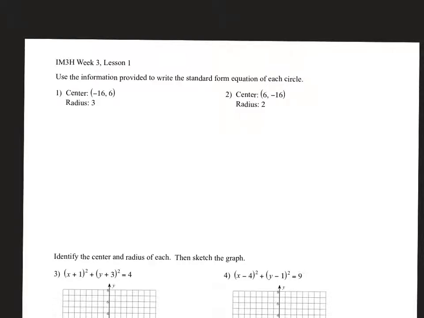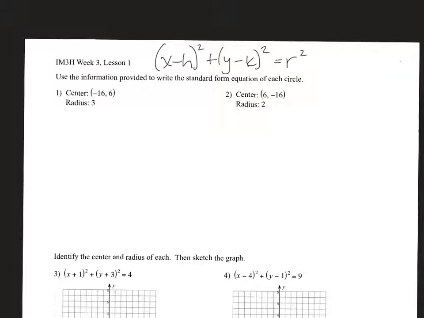Okay, so this lesson is for week 3, lesson 1 in IM3H, and we're going to be talking about how to graph circles and write equations of circles. So to do this, first thing, you need to know the general equation, which looks like this: x minus h squared plus y minus k squared equals r squared.